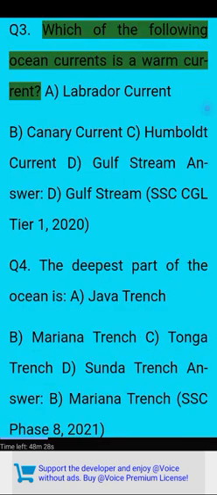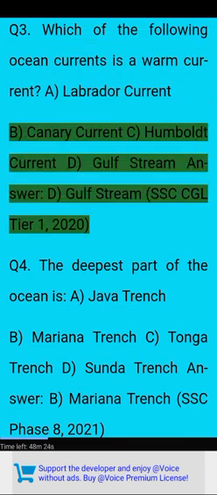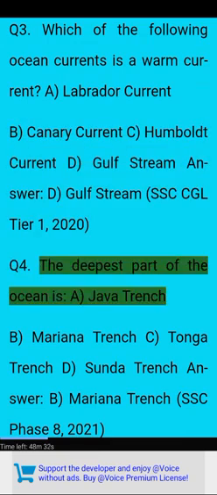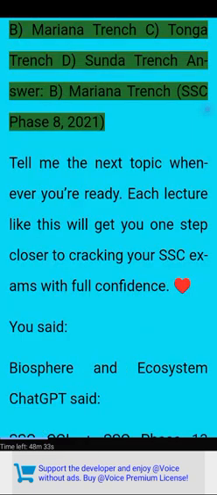Q3. Which of the following ocean currents is a warm current? A. Labrador Current. B. Canary Current C. Humboldt Current D. Gulf Stream. Answer. D. Gulf Stream, SSC CGL Tier 1, 2020. Q4. The deepest part of the ocean is A. Java Trench. B. Mariana Trench C. Tonga Trench D. Sunda Trench. Answer. B. Mariana Trench, SSC Phase 8, 2021.